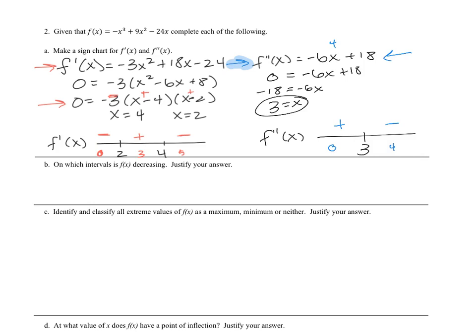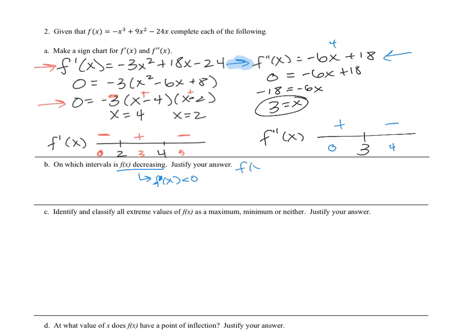And again, I'm going to go back to that summary page and use that summary page to help me with my justifications. On which intervals is f of x decreasing? Well, f of x is decreasing when f prime of x is negative. And because I have my sign charts, I can look to see that f prime of x is negative to the left of 2 and to the right of 4.